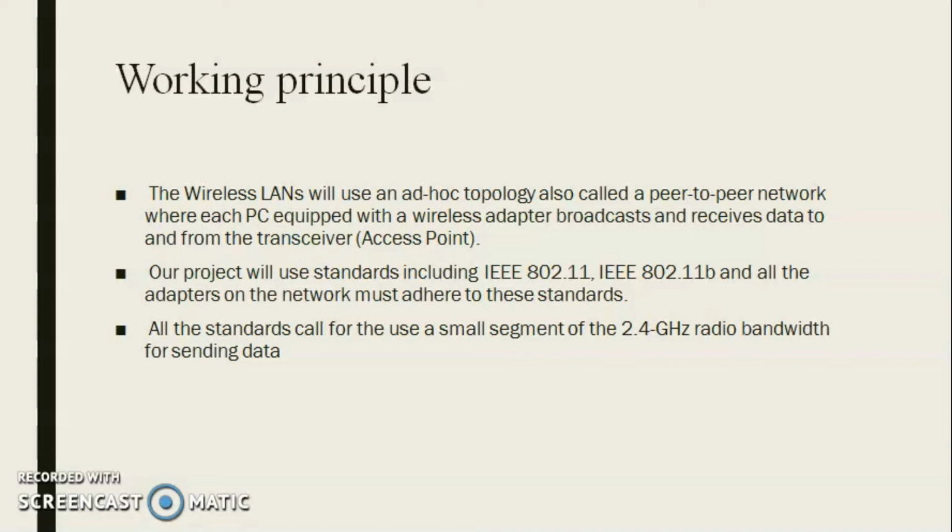And in this infrastructure topology, each PC sends data to and receives data from the access point, which is mounted on a wall. While all wireless LANs work on this common principle, the speed at which they transmit data and the frequencies they use differ depending on which standard they follow. In our project, we have used the standard of IEEE 802.11 and IEEE 802.11b, and all the adapters on the network must adhere to this standard. And all the standards call for the use of a segment of the 2.4 GHz radio bandwidth for sending data.